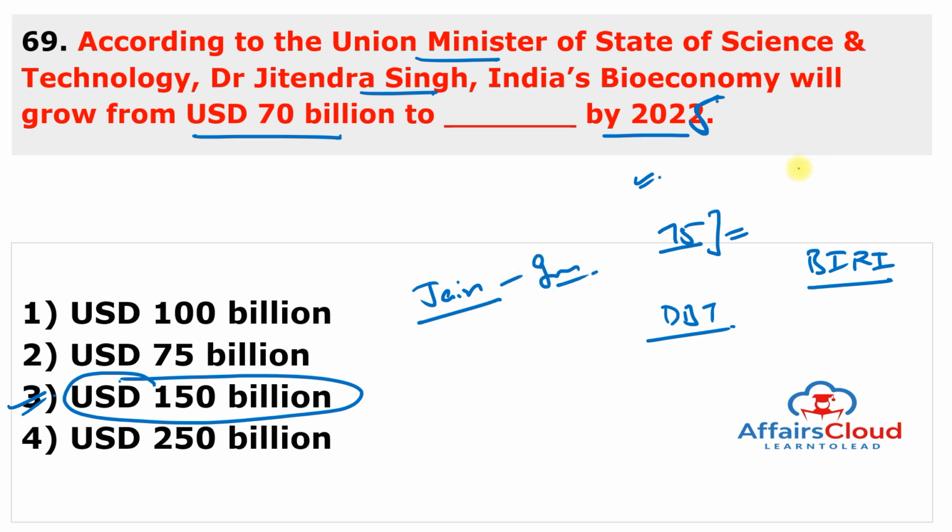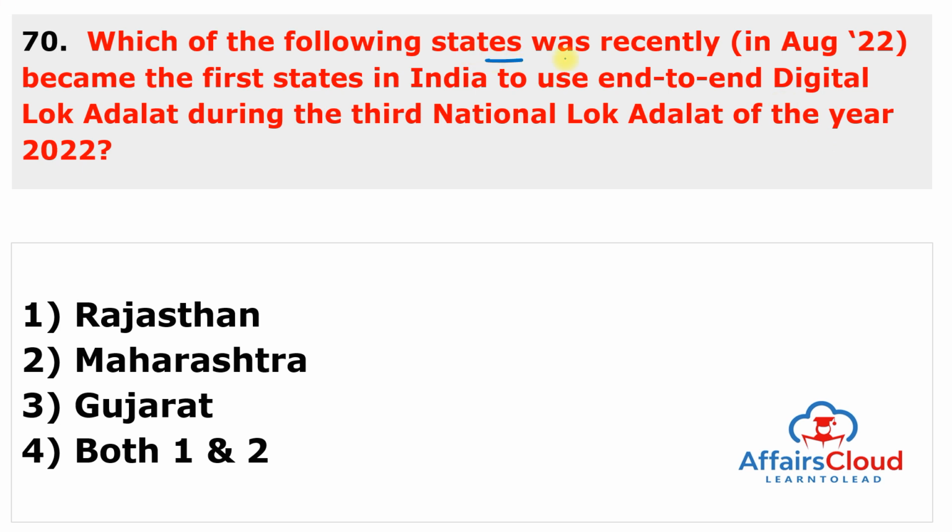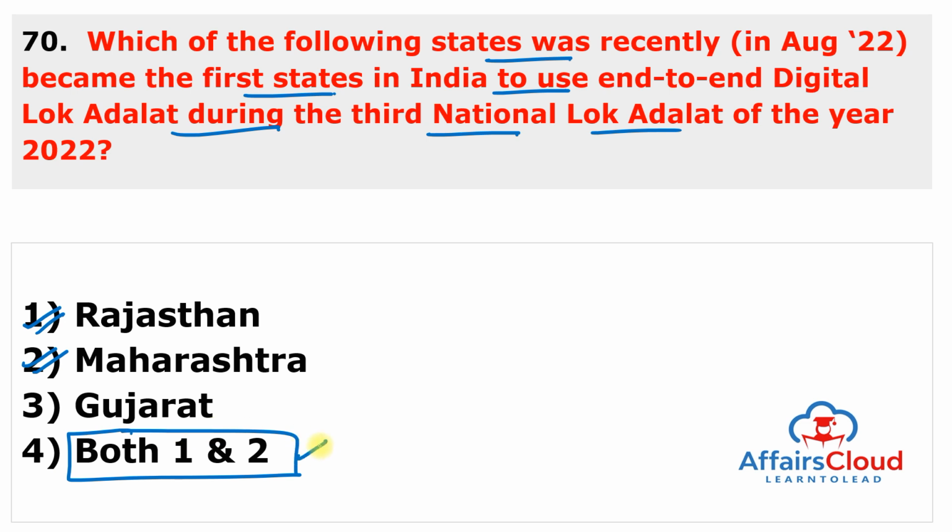Moving to the next question. Which of the following states recently became the first state in India to use end-to-end digital Lok Adalat during the 3rd National Lok Adalat of the year 2022? And this is the state of Rajasthan as well as Maharashtra. So, the answer of this question is both 1 and 2.